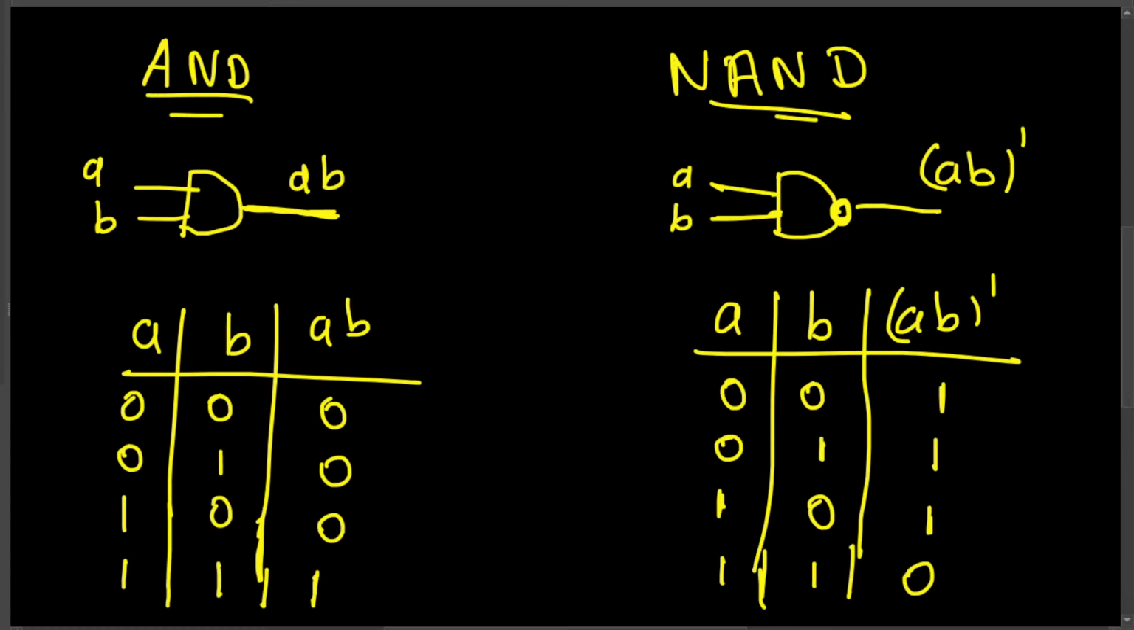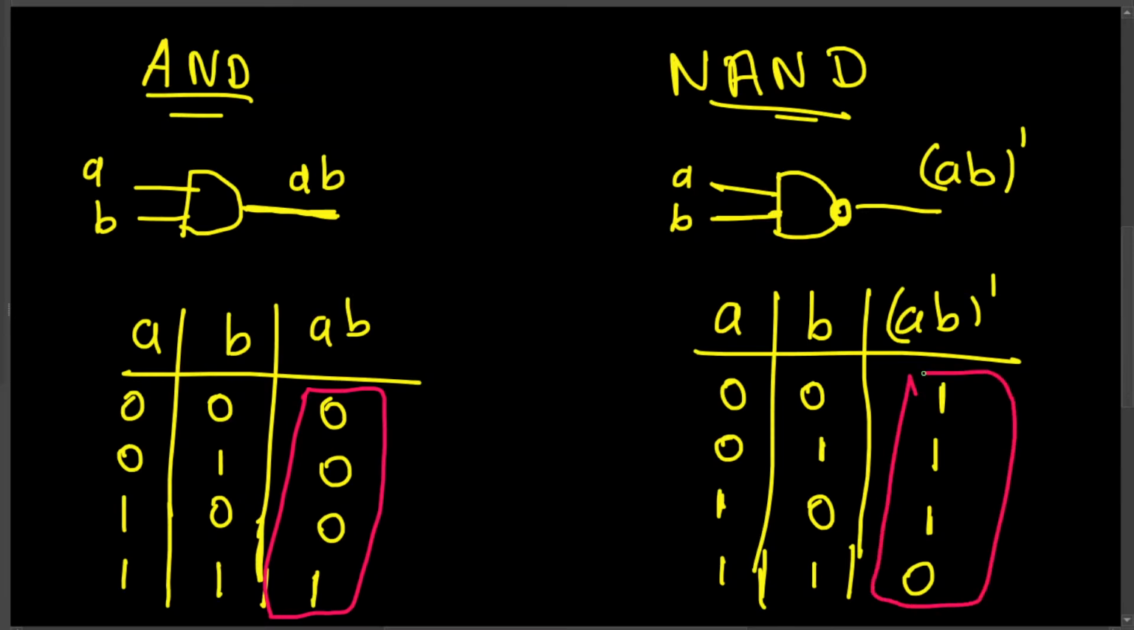And you can see this whole thing, this column and this column. This column is a complement of this column, right? Because that's what it does. NAND gate is basically a flip of this AND gate. It's like we are attaching a NOT gate at the end.